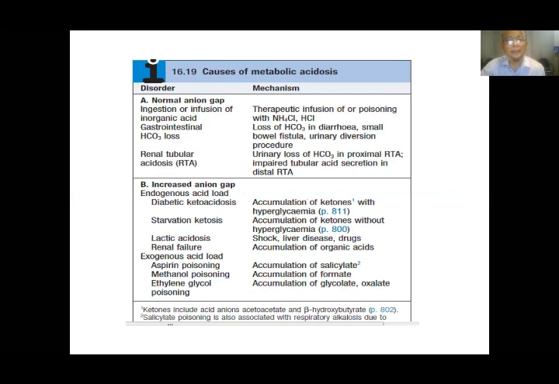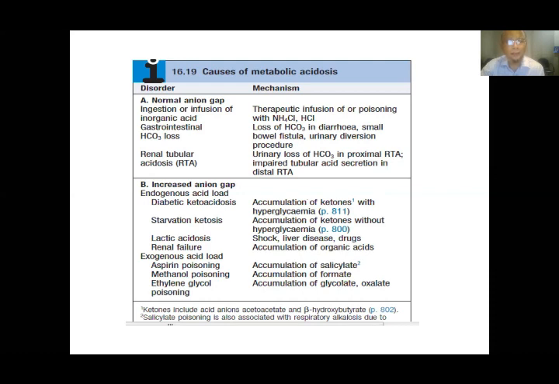But if there is any increased anion gap, that is endogenous acid load. Say in case of diabetic ketoacidosis, you will get more ketone bodies, more accumulation of ketones with hyperglycemia. There will be starvation ketoacidosis, accumulation of ketone without hyperglycemia. There may be lactic acidosis, that is shock in liver disease, and renal failure, that is accumulation of organic acid, both AKI and CKD. So there will be accumulation of acids. So there will be increased anion gap.